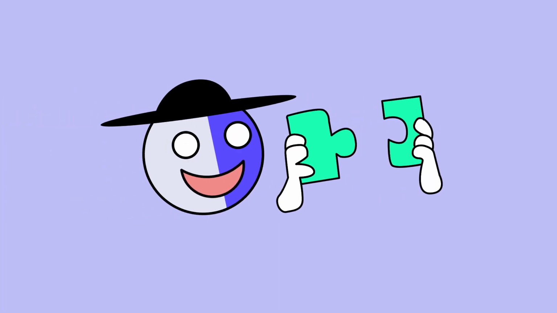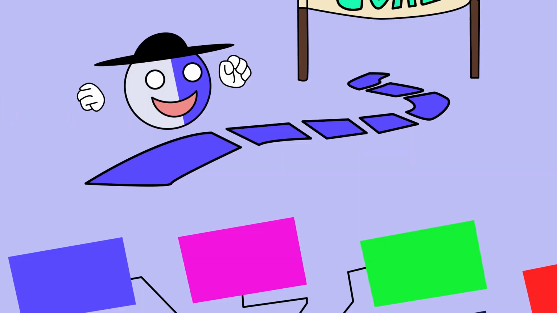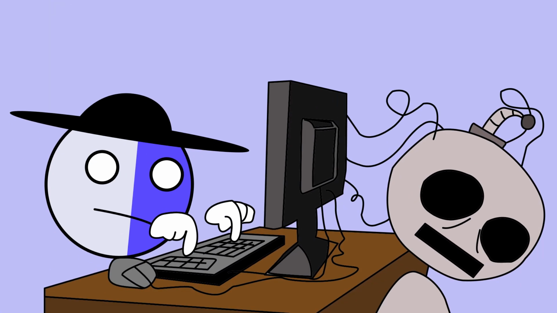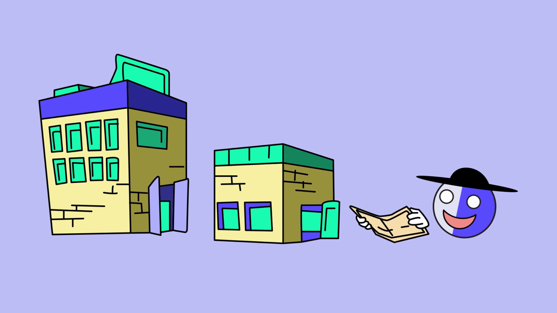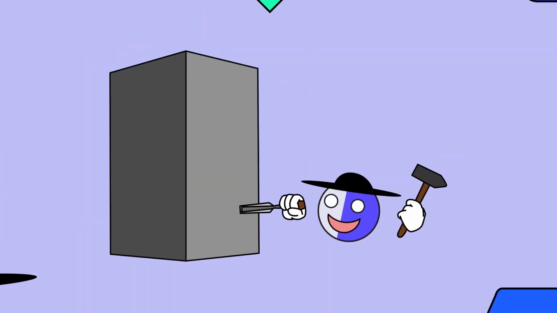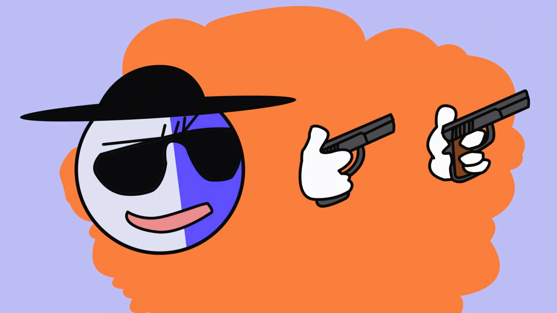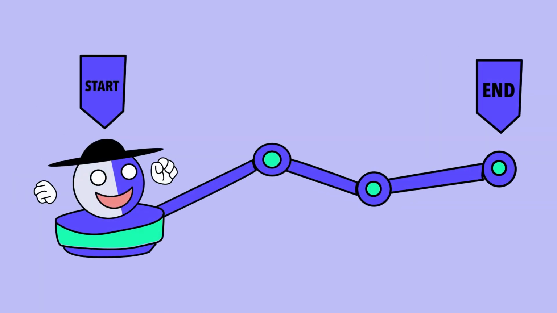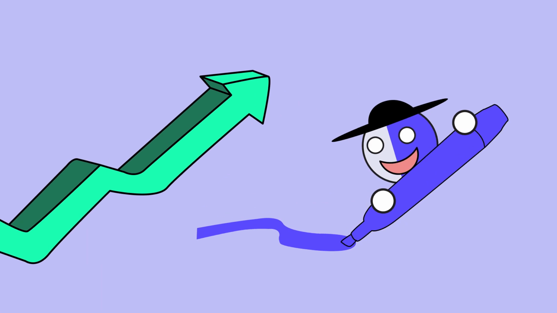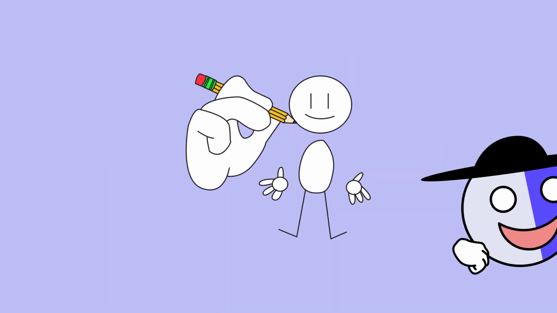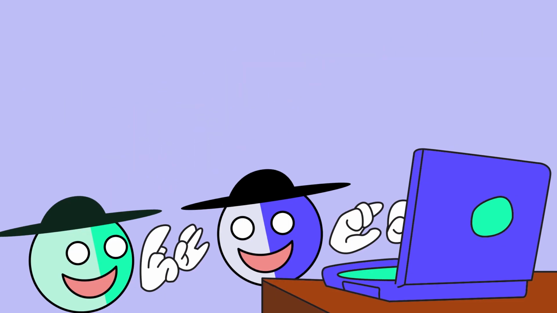Let's break it down. First, identify your goal. What process do you want to visualize? Is it troubleshooting a tech issue or mapping a customer journey? Next, shape up. Flowcharts rely on standard shapes like rectangles for actions, diamonds for decisions, and ovals for start and end points. Then, use arrows to indicate the logical flow from one step to the next. Finally, review your flowchart for clarity, consistency, and simplicity. Then, share it with those who need it.